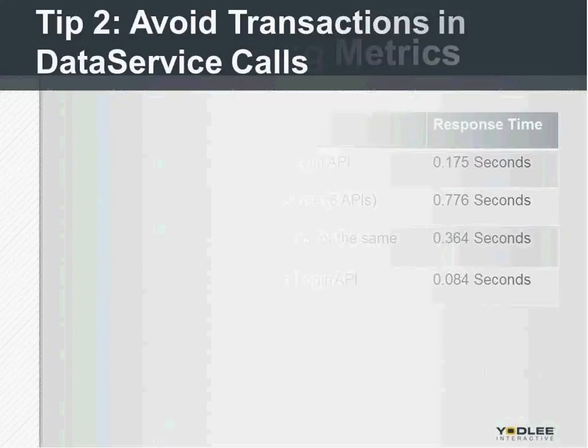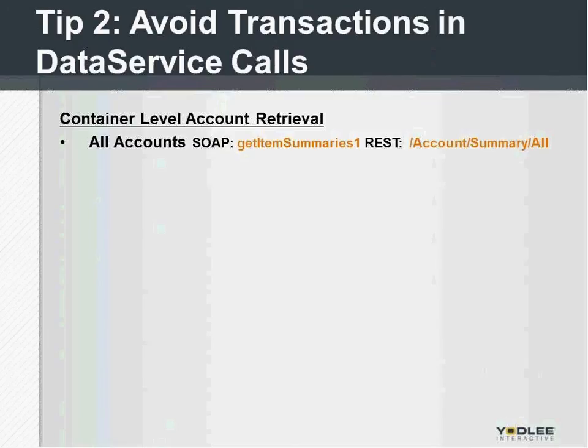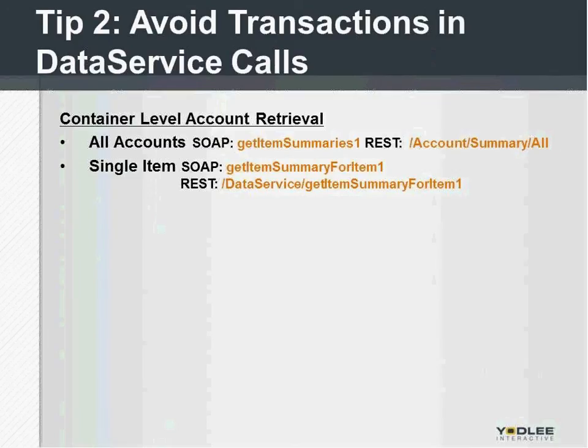All right, let's move on to the next tip, and this is to avoid using transactions in data services calls. The data service calls are get item summaries for SOAP and account summary for REST, and get item summary for item 1 for REST and SOAP for getting a single item.